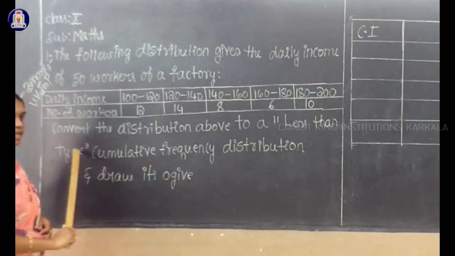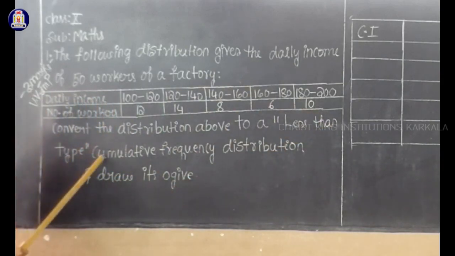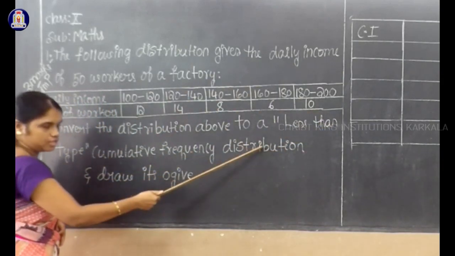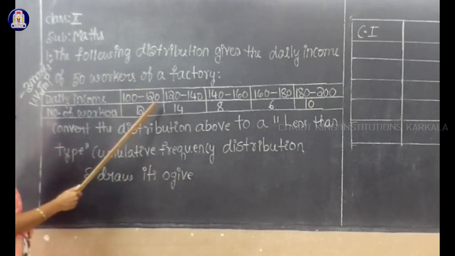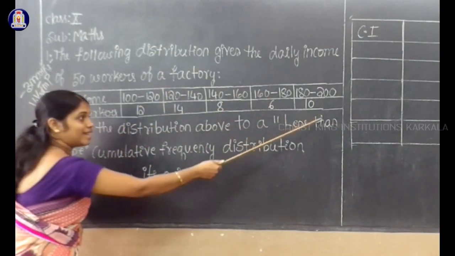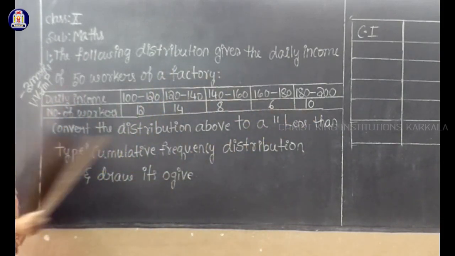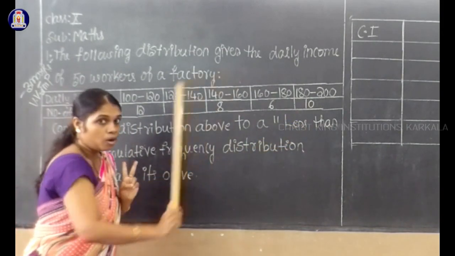Now convert the given distribution to a less than type cumulative frequency distribution and draw its ogive. This is very important. You have to convert this given distribution to a less than type distribution. Make sure it is the less than type distribution. There are two types, less than type and more than type.